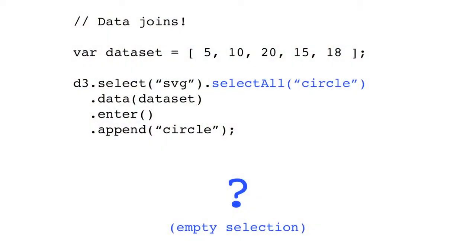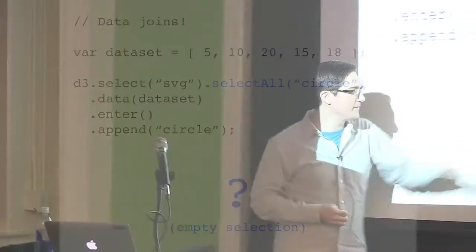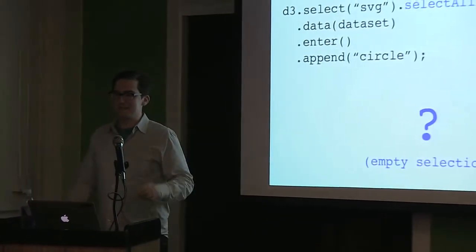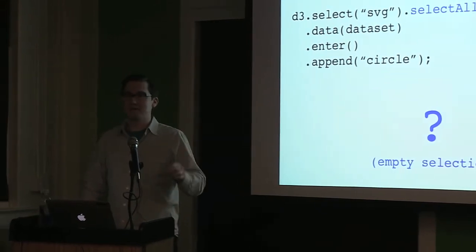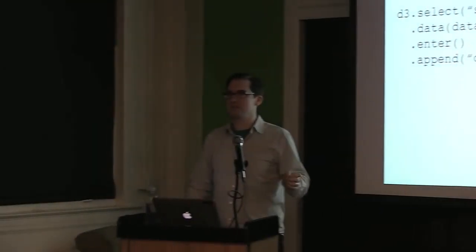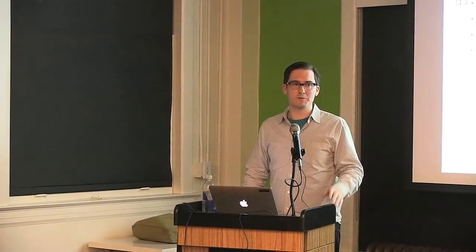No circles. No circles yet. Hence the big question mark, the ominous blue question mark. This is the most confusing part of D3. You select the things you're about to act on before they even exist. And it's just something you get comfortable with, as I'm sure a lot of you are. So let's select these circles that don't exist yet.